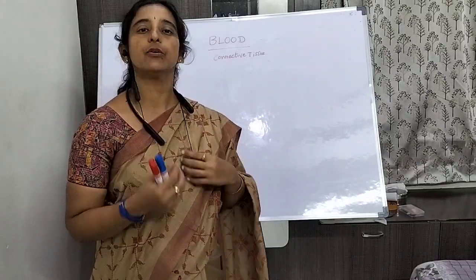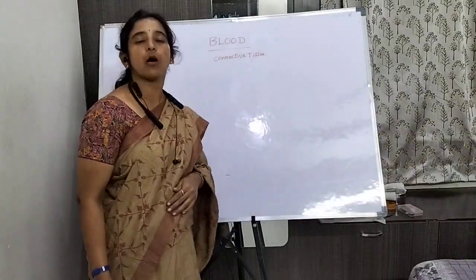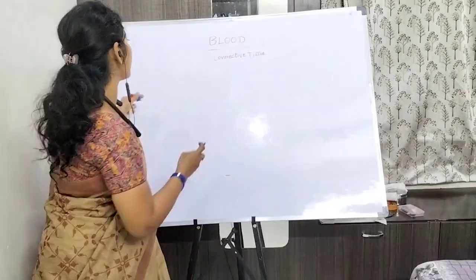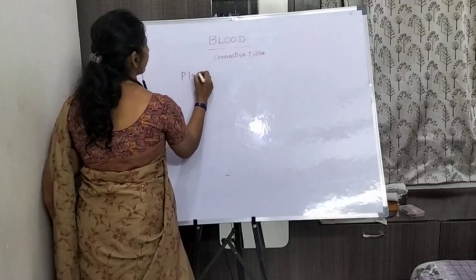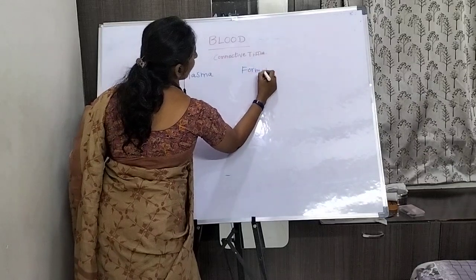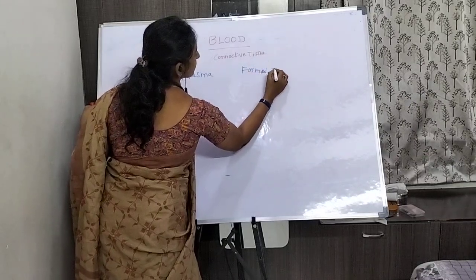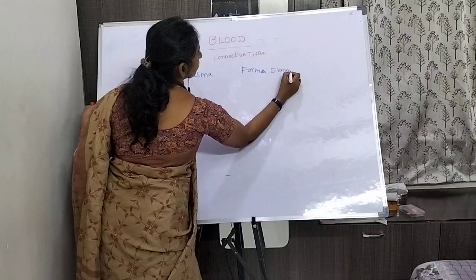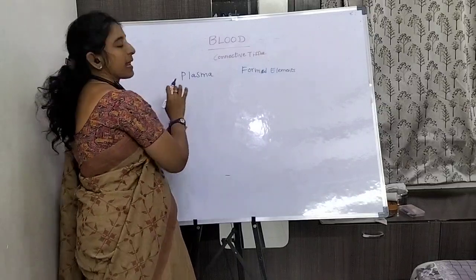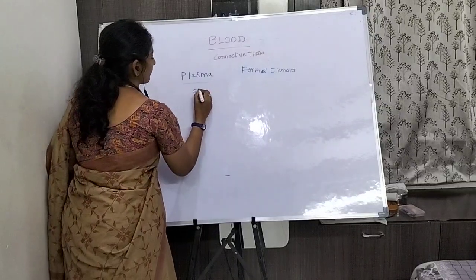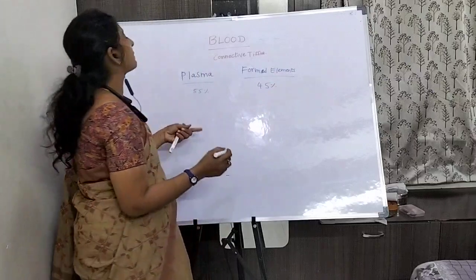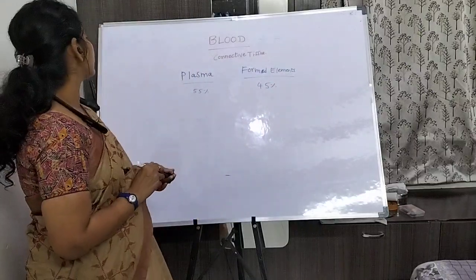So that is the connective tissue, the special connective tissue. Now if you observe blood, there are different types of components, such as plasma and formed elements. Here, 55% of the blood is plasma, and the remaining 45% is formed elements.